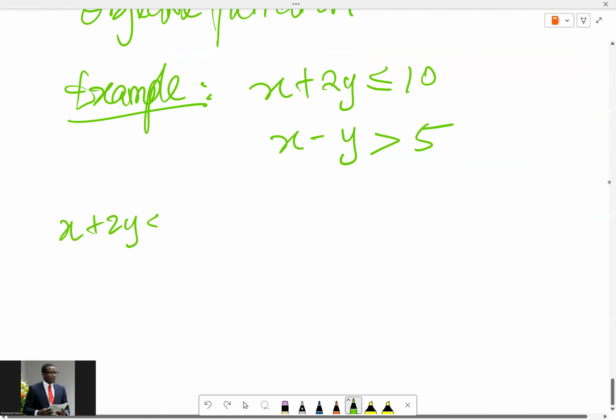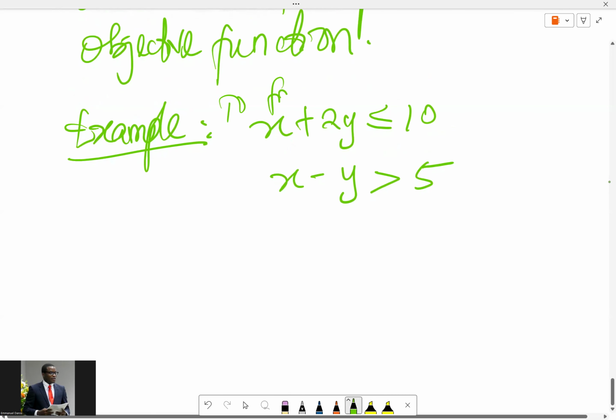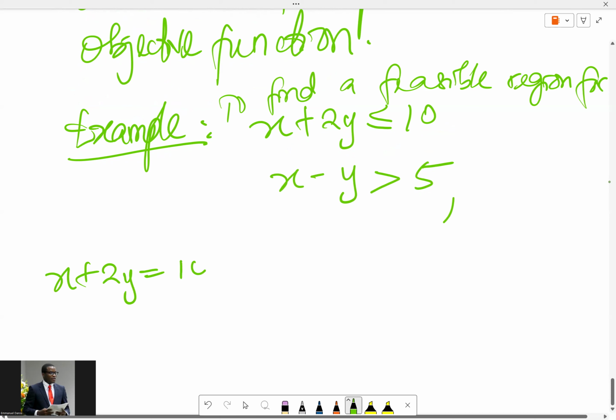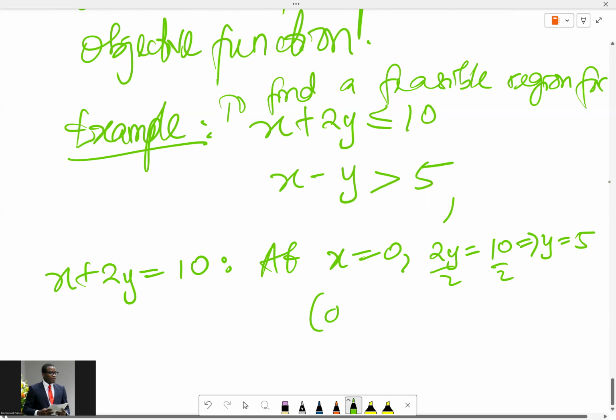To find a feasible region for these two, you have to do something like this. x plus 2y is equal to 10. Remove the inequality sign. You're still going to come back to it. So at x equals 0, that means you have 2y equals 10, which implies that y is equal to 5 if you divide both sides by 2. So you have 0, 5.